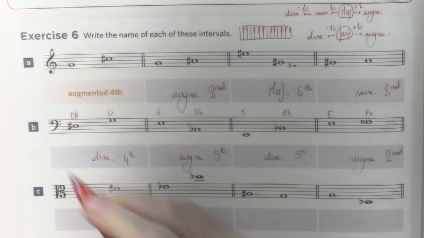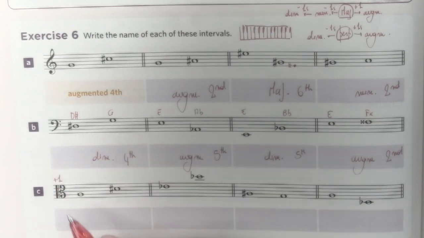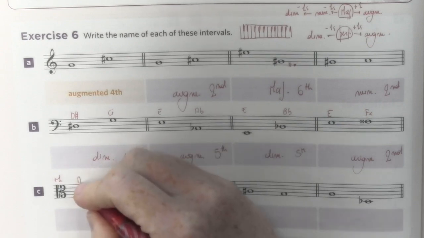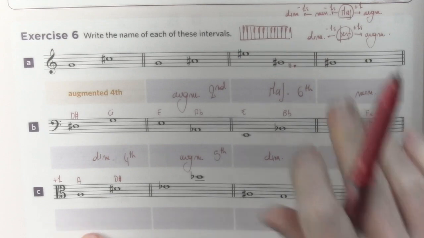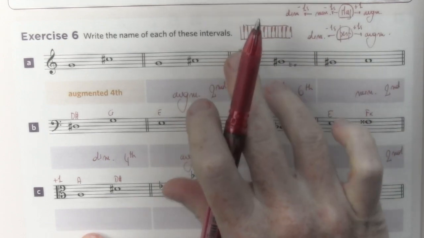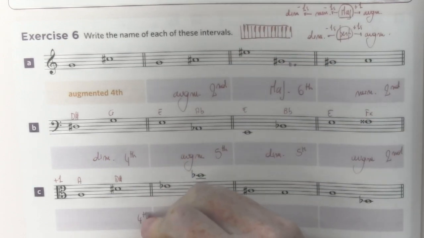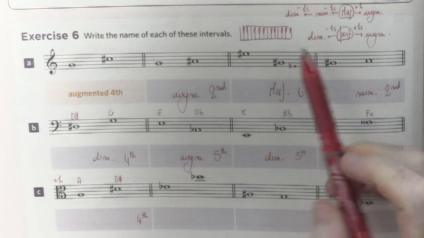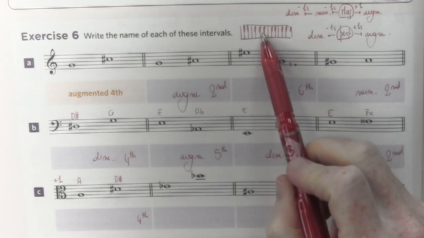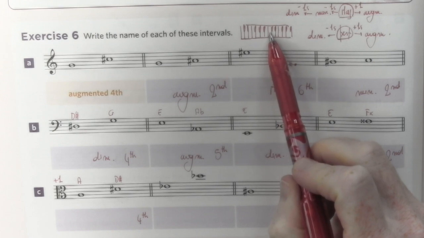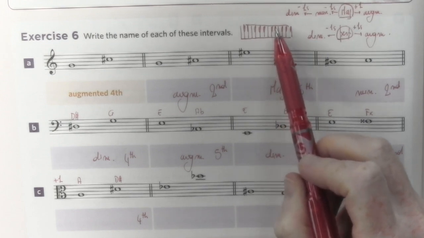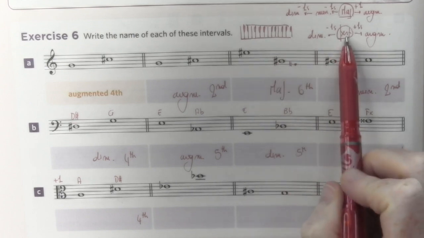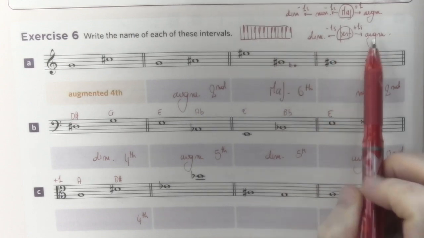Alto clef is treble clef plus 1, so don't panic. Sol plus 1, La, and Do sharp plus 1, Re sharp. La Re is a fourth, La, Si, Do, Re, so fourth. Now, a fourth is 2 tones and a half, so 1, 2, and 3. So we have an extra semitone, which means that is augmented.